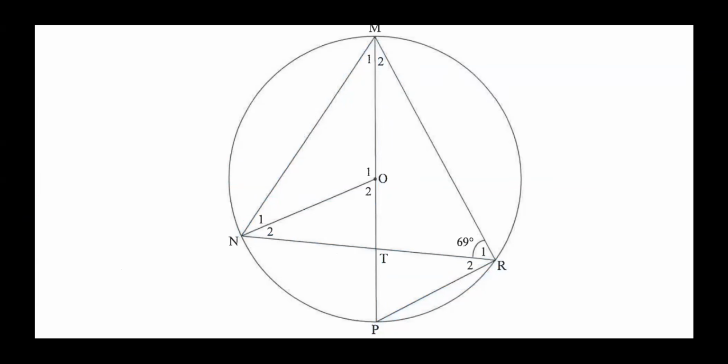So the next question was for us to work out angle M2, given that NO is parallel to PR. Okay, so this question was now 4 marks, meaning that there's a couple of things that we probably have to do here.